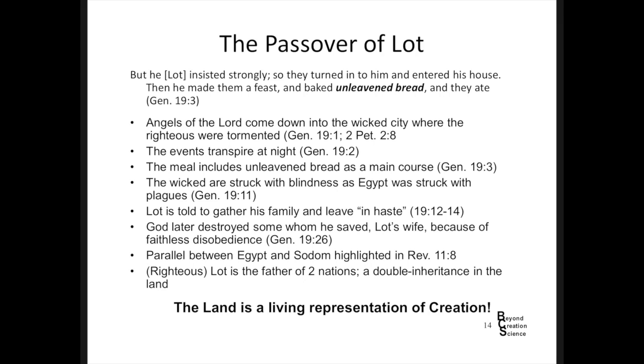What do you think of when you think of a meal with unleavened bread? How about one at night, on the eve of God's judgment, when the faithful have to flee in haste? You see what Genesis 19 portrays? It is a proto-Passover involving believing Gentiles, the family of Lot.